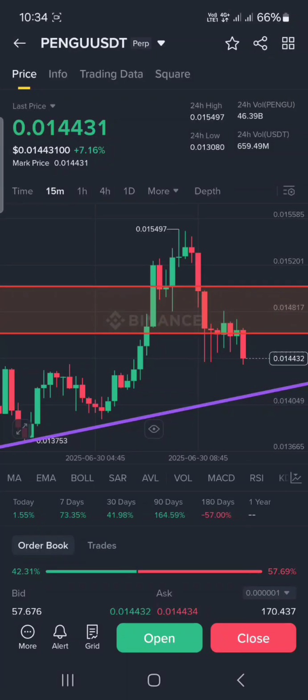Hello guys, welcome to another session of our analysis using a very simple method of pointing out our point of interest and using a candlestick confirmation to make an entry.